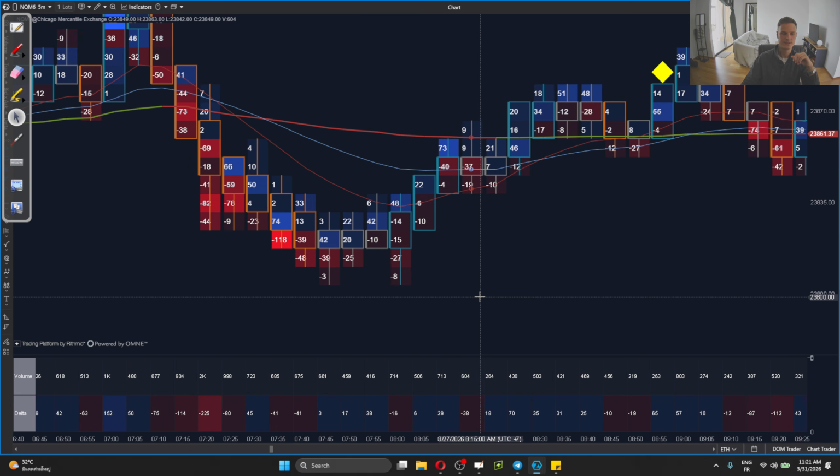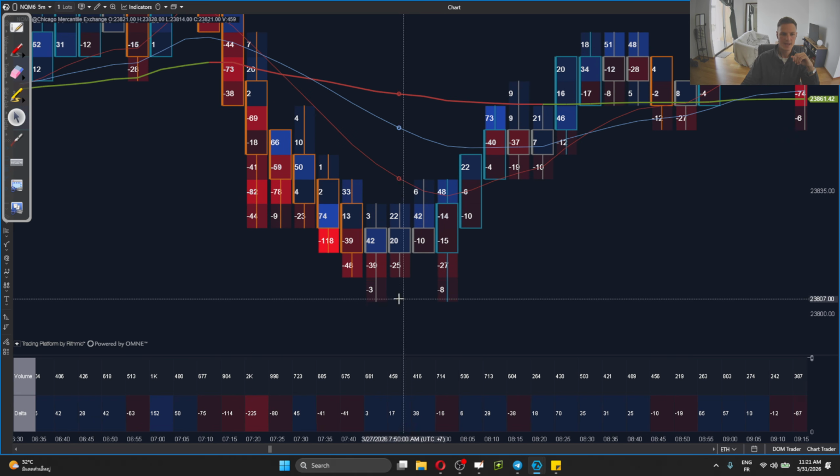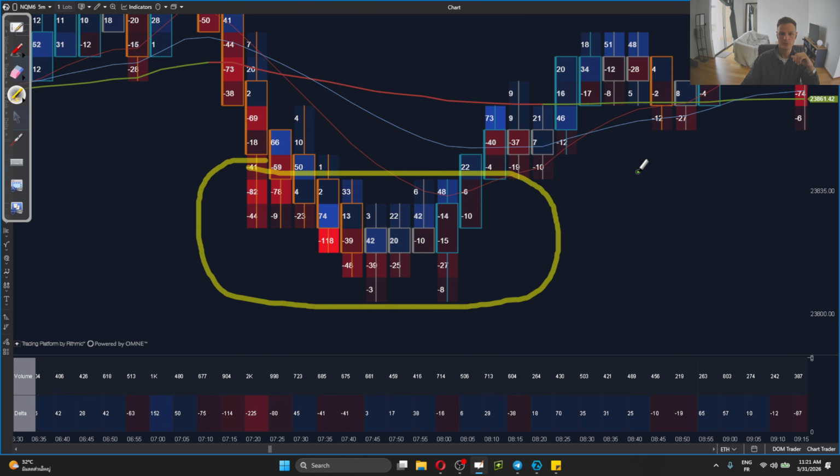Yeah, let's look at this here. Look at this whole area here. We're going to look at this whole area here, from which, as you can see, we rallied to the upside. Look at all of these sellers, minus 82, minus 44, minus 78, minus 118. Huge amount of sellers here, which were inefficient at driving price to the downside. What does that tell us?